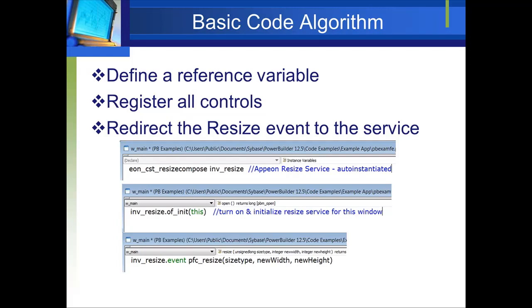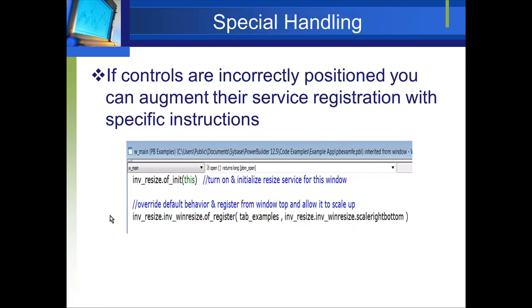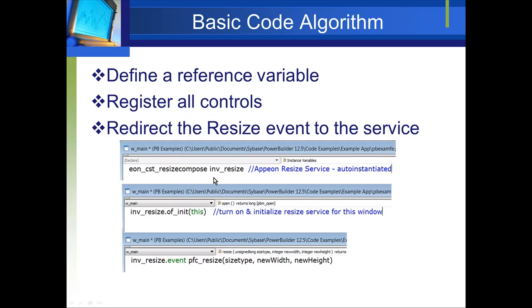Okay, let's look at the basic code algorithm. What you do is you go in and you define a reference variable in the appropriate scope. In this case, it's an instance variable, and then in your window, w_main, you call the of_init method, which is different from the approach you would take for PFC. of_init basically looks at your window and figures out, at a best guess, based upon the controls and the ones that are in its neighborhood, what the resize behavior should be.